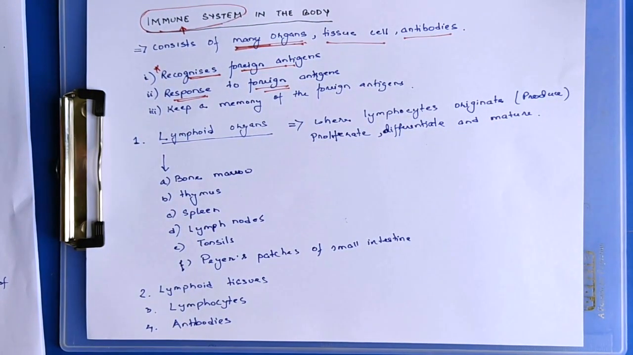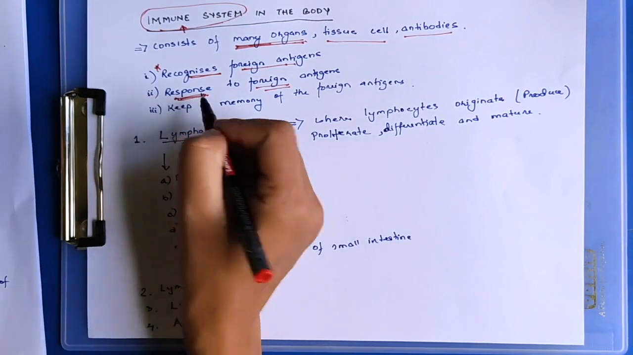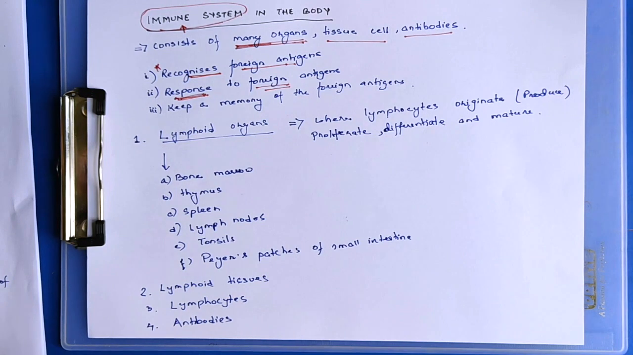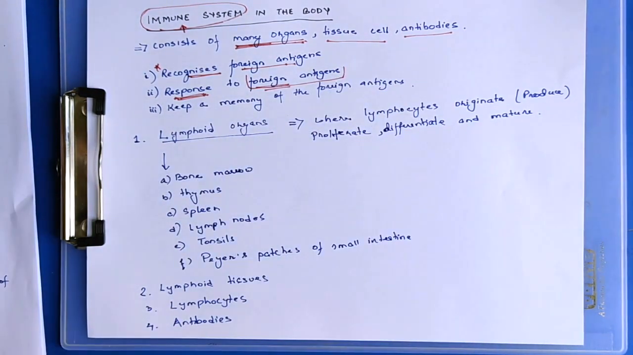When foreign particles enter, the immune system responds. It will attack by production of antibodies. It will attack the foreign antigens, and it will kill or phagocytose them.